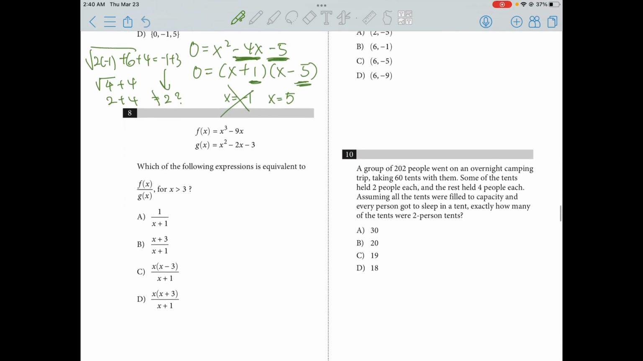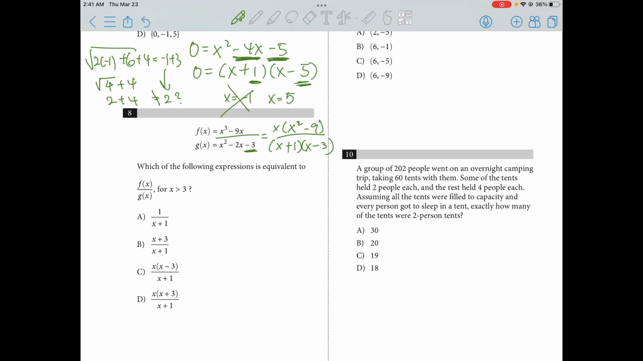Okay, number 8. F of x divided by g of x. Basically, we divide them. Alright. We could tell that you could factor out an x here, right? So we would be left with x squared minus 9. And then we would factor g of x, which would be, let's see.